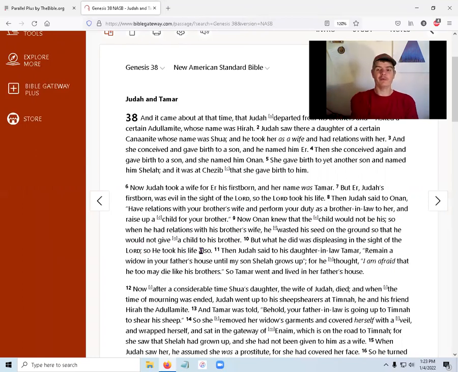So Onan was like, I'll have sex with you, but then get away from me, and spilled the semen on the ground, because it's not going to be my son, it's going to be my brother's son. God didn't like that. Evidently, maybe he had something against his brother. God saw that as selfish, that he would not give his brother a son.